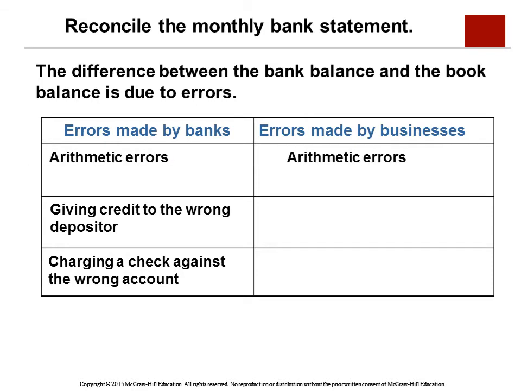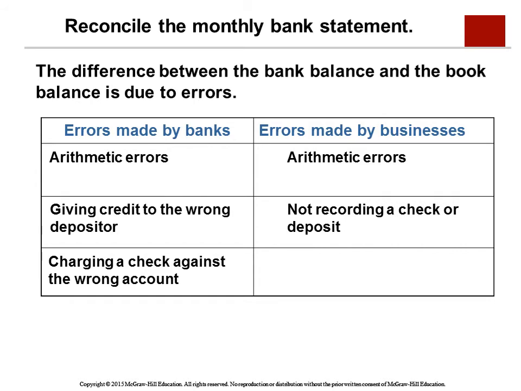Just like the bank can transpose a number, which means flip them around or something like that, a business can do the same thing. You meant to pay $1,200, but you ended up typing $2,100. Well, even though your deposit will say $2,100, your bank might only say, well, we really only received $1,200. So that error can be very easily made and very frequently made, but that's again why we do the reconciliation.